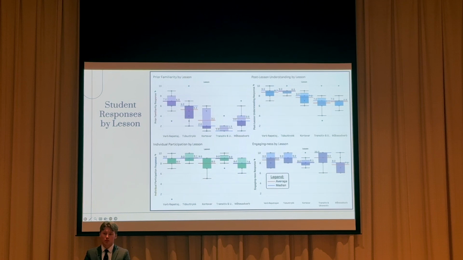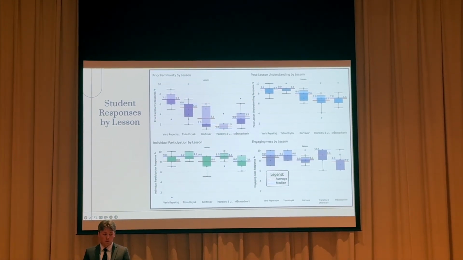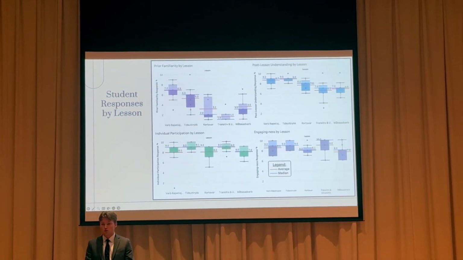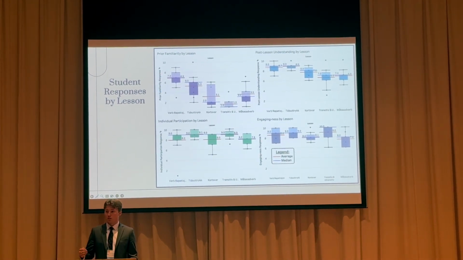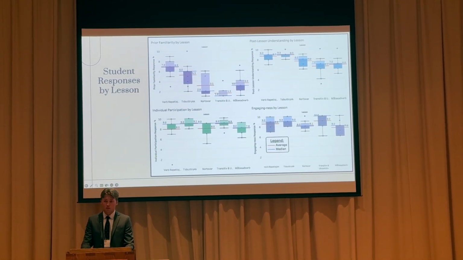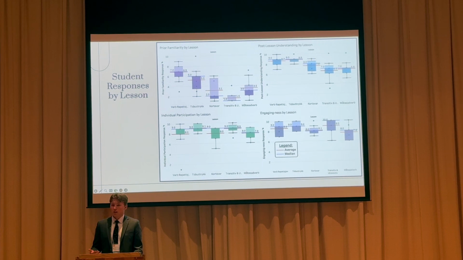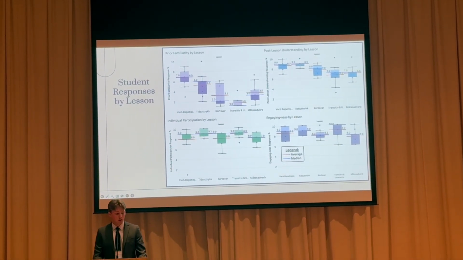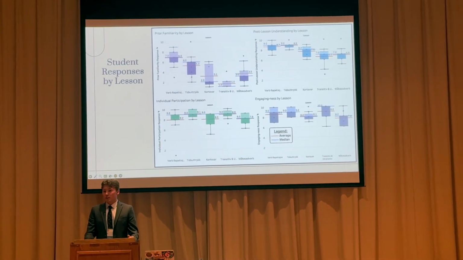But I think the more interesting trend to look at here is the prior familiarity over the course of the semester. We can see a very distinct trend: we have higher values at the start of the semester and then they decrease towards the end of the semester. And this makes total sense if you think about it, right? In a language classroom, we're going to be introducing unfamiliar topics. It's just the nature of the course. And so it makes a lot of sense that we see that trend.